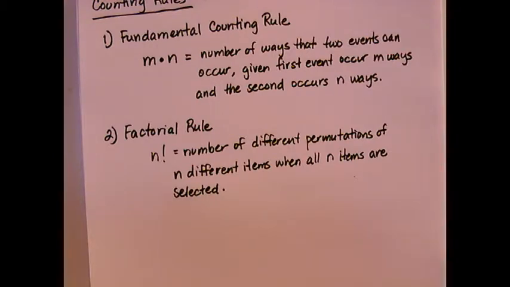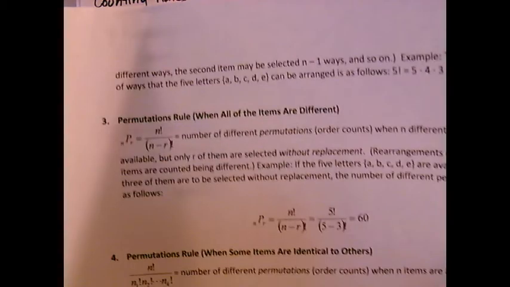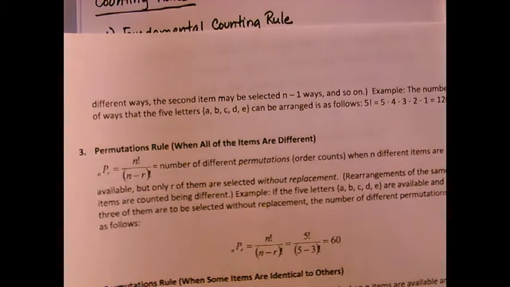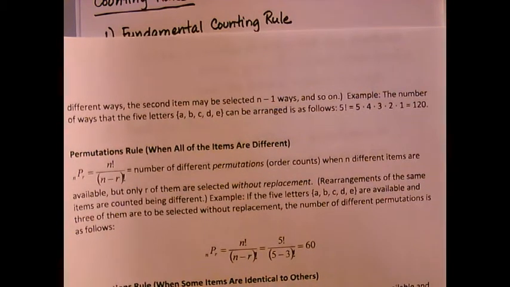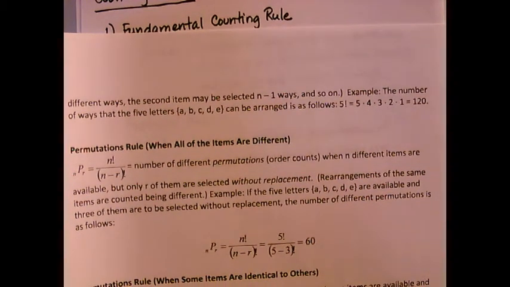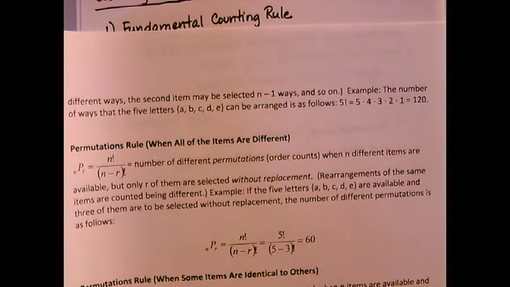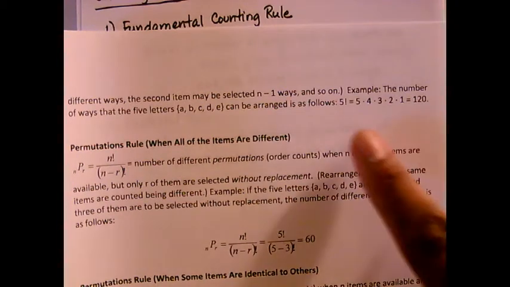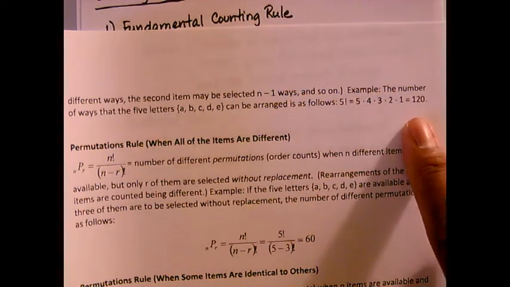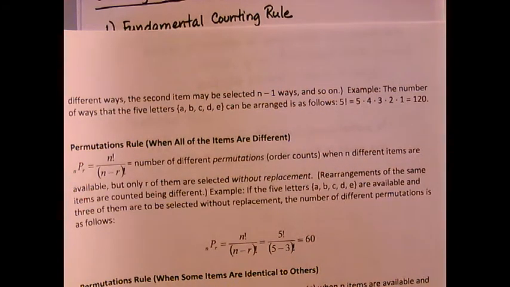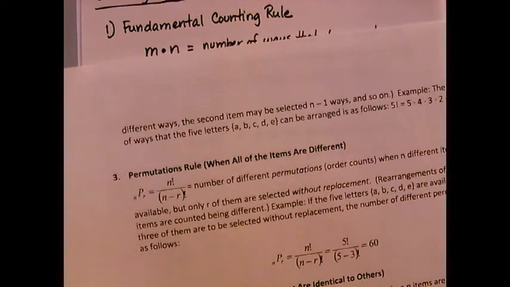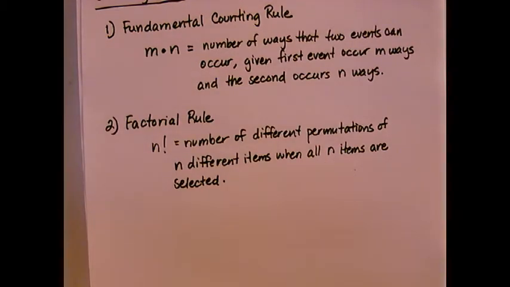And one example, I can put this on the video, would be this. Let's say we have the number of ways that 5 letters A, B, C, D, and E are arranged. Okay? And all of them are going to be selected, so that means we have 5 factorial, which is a product of decreasing positive whole numbers, so that would be 5 times 4 times 3 times 2 times 1. Multiply that out, you'll get 120. So in this case, there are 120 different ways that the 5 letters can be arranged. Okay, that's the factorial rule.